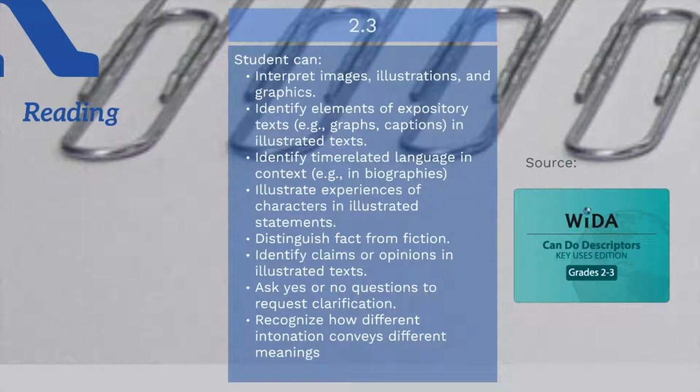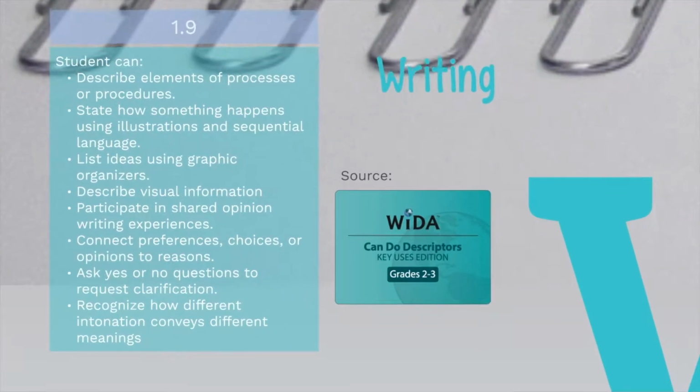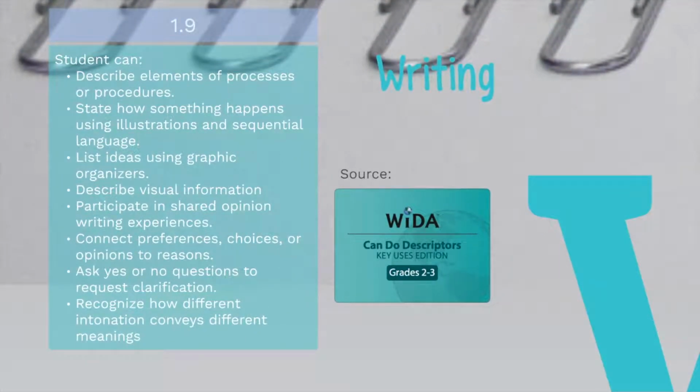He can process arguments by distinguishing fact from fiction, and by identifying claims or opinions. He can discuss by asking yes or no questions, to request clarification, and recognize how different annotation conveys meaning. In writing, he scored a 1.9.